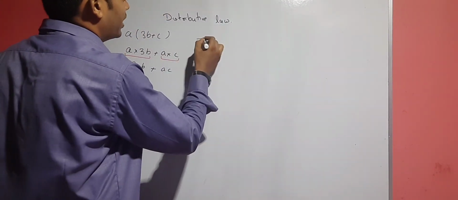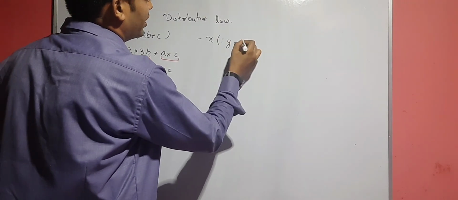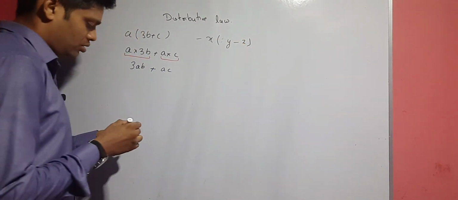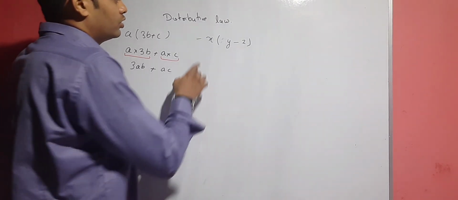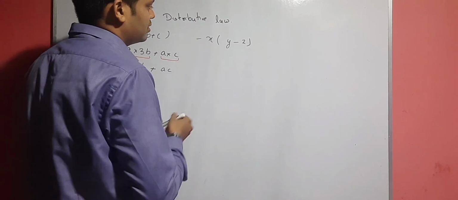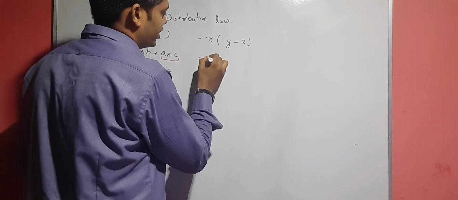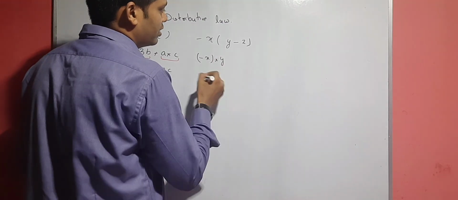So minus x is there, minus y minus z, like this. Now minus is there, so when minus is there, be careful. Now we will consider the sign also. So minus x is there, minus x, multiply with the sign, only y.